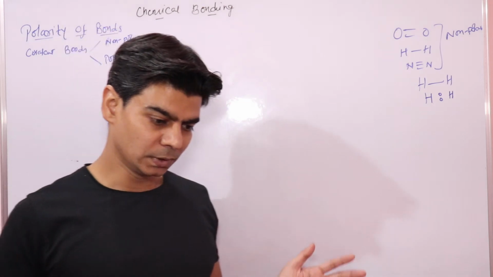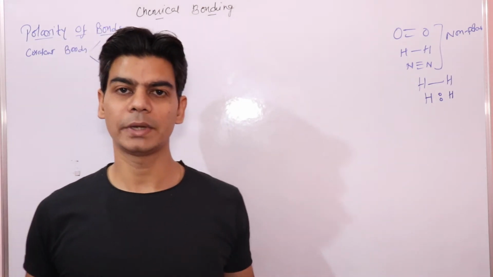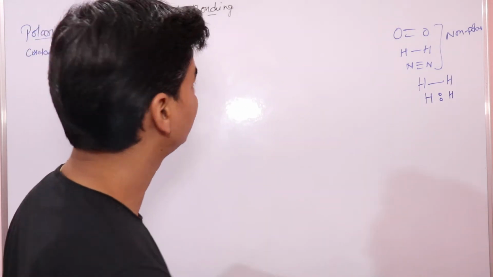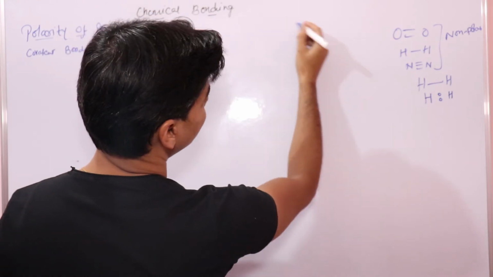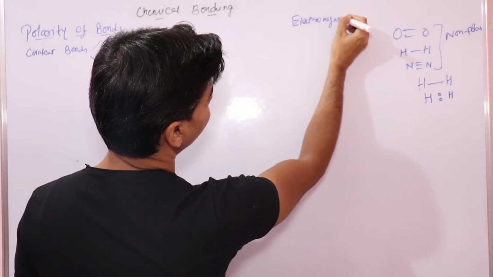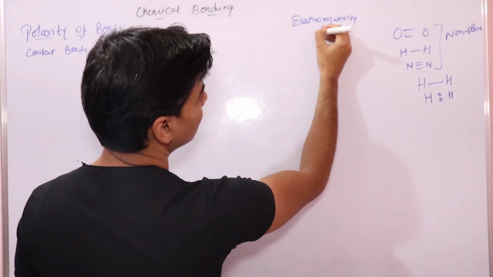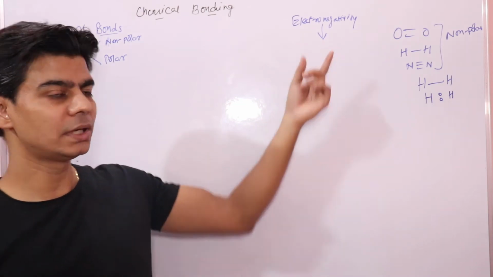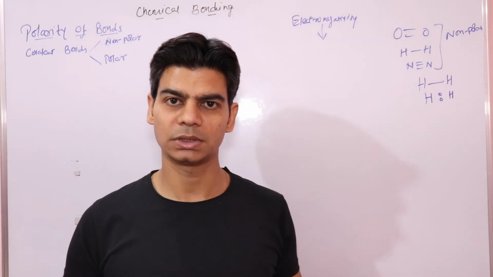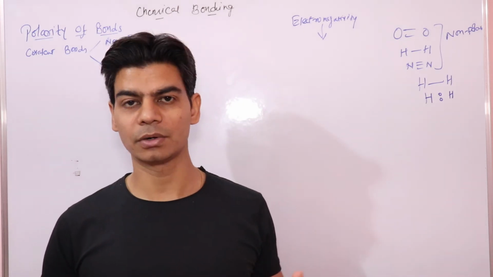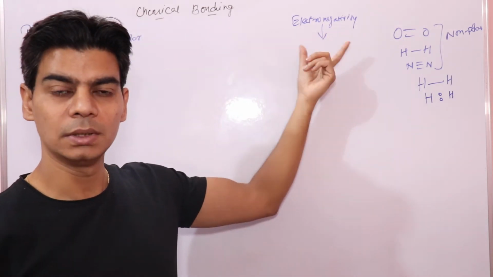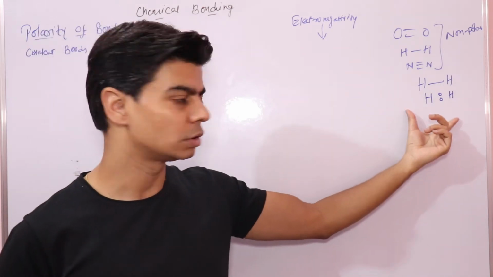Now there is something called electronegativity, that we have gone through in periodic classification of elements, right? Electronegativity. And what is electronegativity? Electronegativity is the ability of an atom to attract the shared pair of electrons towards itself, or to displace the shared pair of electrons towards itself, right? So this is the attracting power of atoms in covalent bonds.